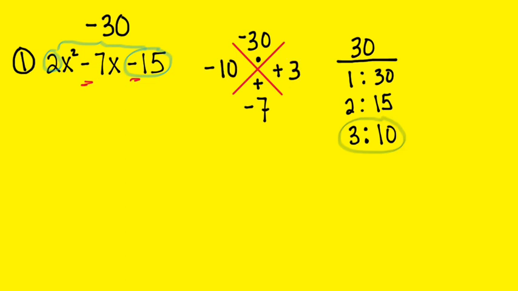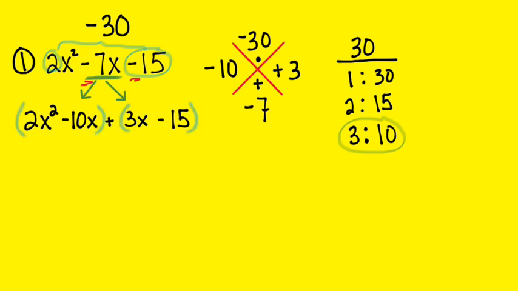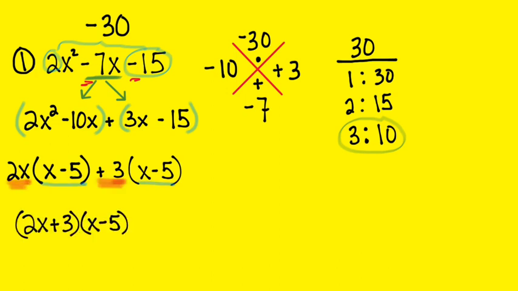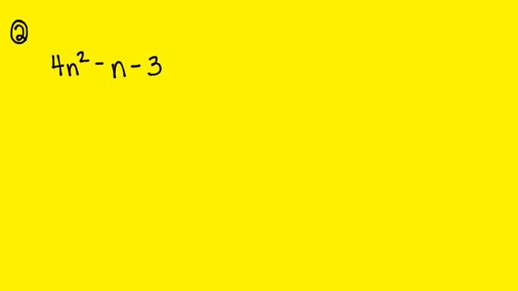And I still have to factor by grouping. Group, GCF out of each, and then another greatest common factor, which happens to be x minus 5, regroup, and I'm done. Go ahead and pause the video here and then check your work. Let's see how you did.